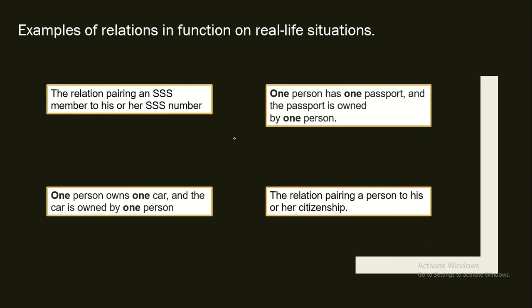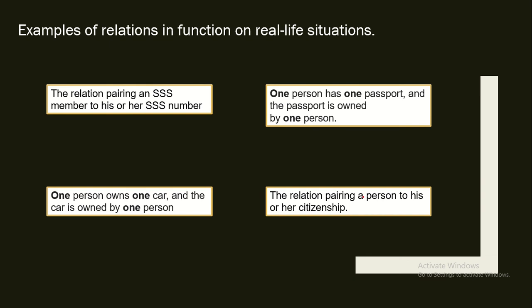The second, one person owns one car. Pag bumili ka ng kotse, sa isang tao lang yan nakapangalan. Okay? Kaya one-to-one yan. One person has one passport. Okay? Hindi pwedeng sa isang passport, dalawang tao yung nagmamay-ari.